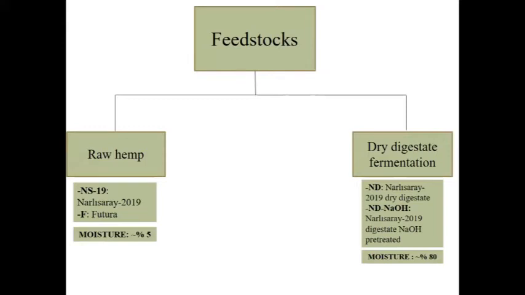The feedstocks in this project are raw hemp and dry digestate from fermentation. On the raw hemp side, there are Narlısaray 19 and also Futura. These two have 5% moisture content. For the dry digestate from fermentation, there is Narlısaray 19 digestate, dry digestate, and also Narlısaray 19 pretreated with sodium hydroxide. Moisture content is 8%.